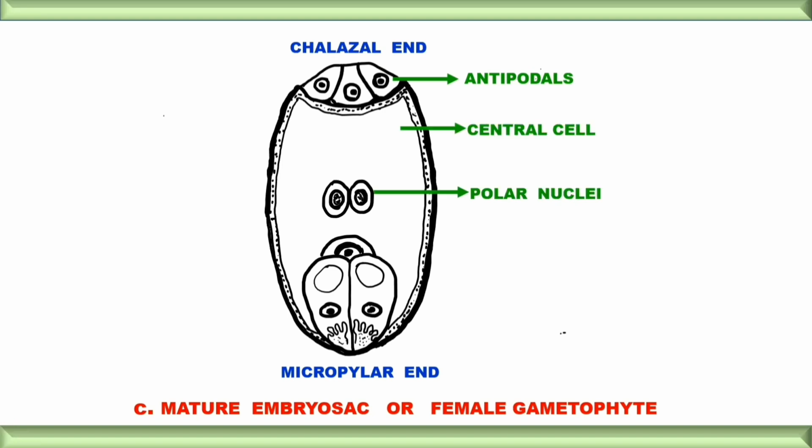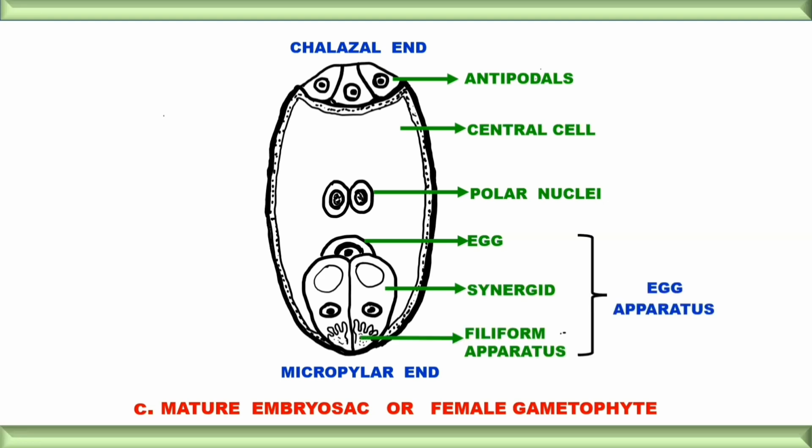Now coming on to the labeling, the micropylar end and the chalazal end. With this, we'll start the labeling. Chalazal end has antipodals, 3 in number. The large space is to be represented as the central cell, the 2 polar nuclei with the center, and then the next one is the egg apparatus comprising of the egg, synergid and the filiform apparatus. So this completes the mature embryo sac.